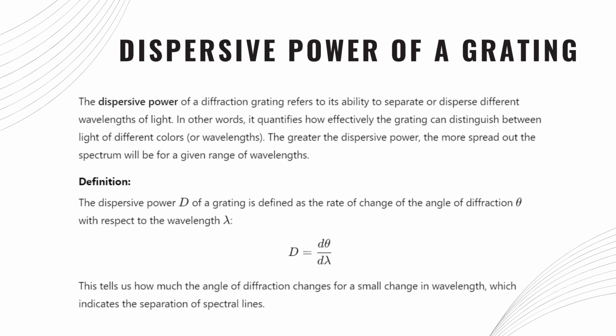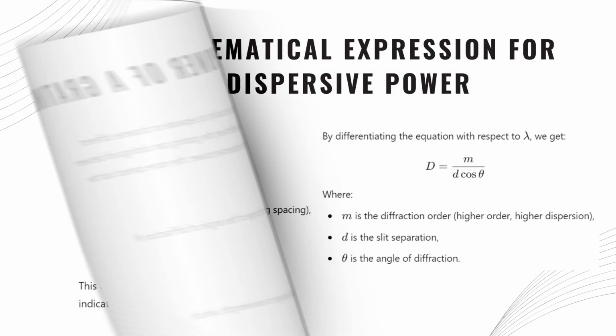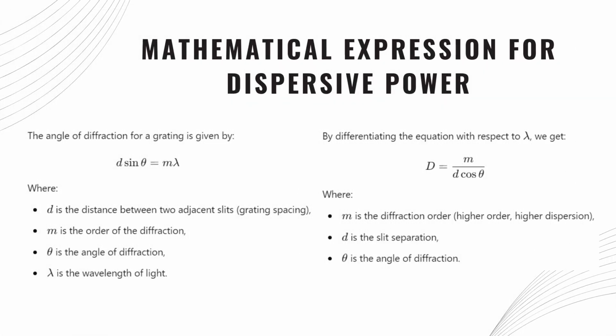This tells us how much the angle of diffraction changes for a small change in wavelength, which indicates the separation of spectral lines. The angle of diffraction for a grating is given by this expression, where d is the distance between adjacent slits, the grating spacing, theta is the angle of diffraction, m is the order of the diffraction, and lambda is the wavelength of the light.